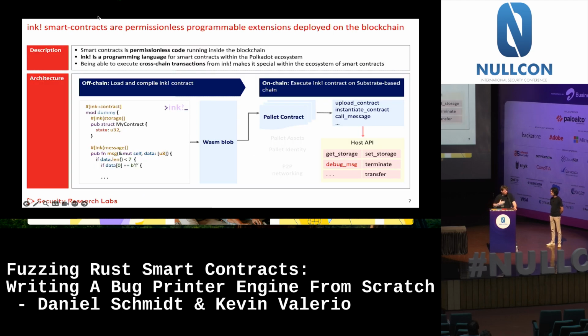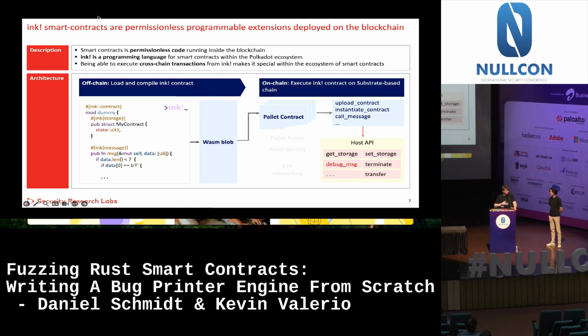So now I talked a lot about the testing method already, but what is actually our target that we want to test? And these are ink! smart contracts. If you're not familiar with smart contracts, they're basically permissionless code that is deployed on a blockchain. And maybe some of you are familiar with Solidity, which is such a programming language for it. But ink! uses Rust for their smart contracts.